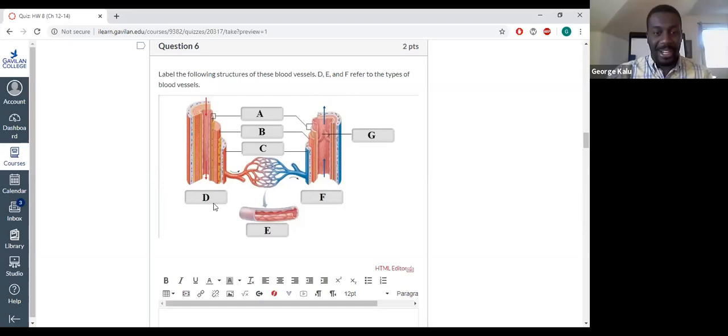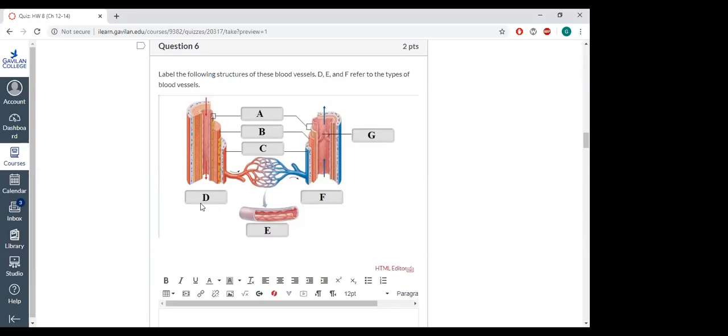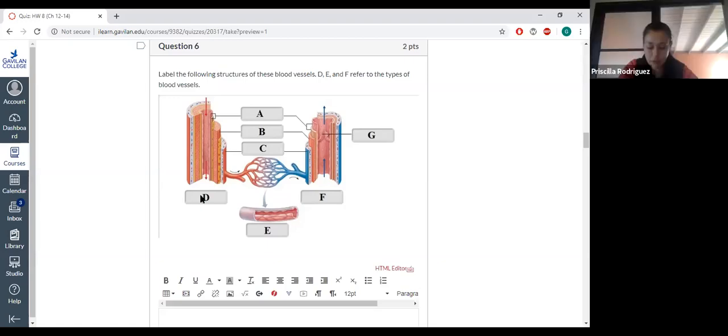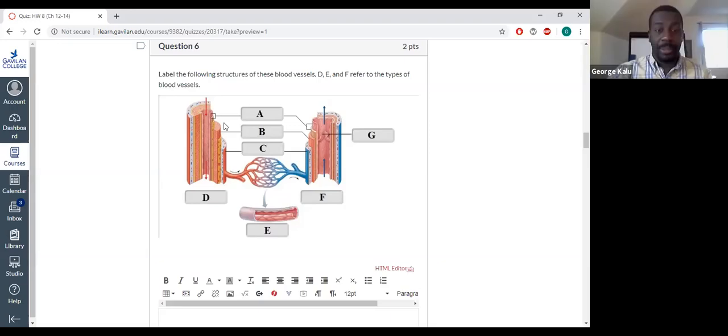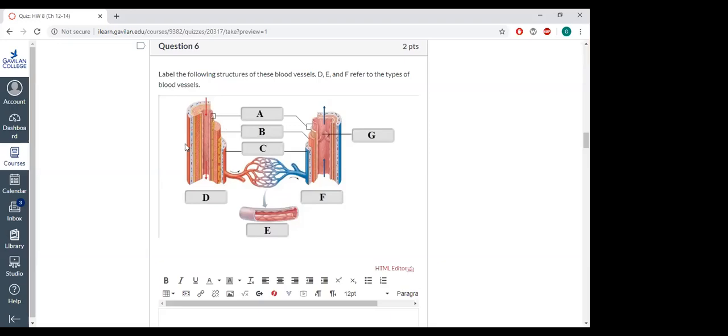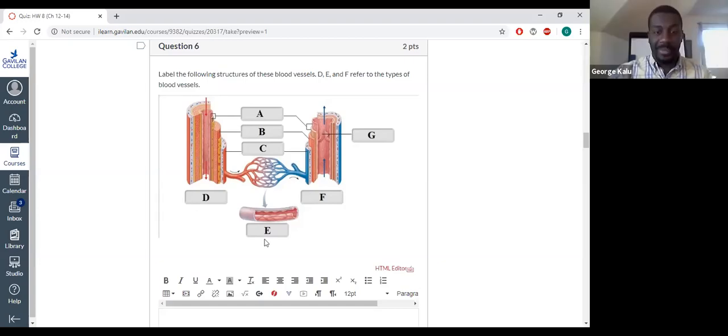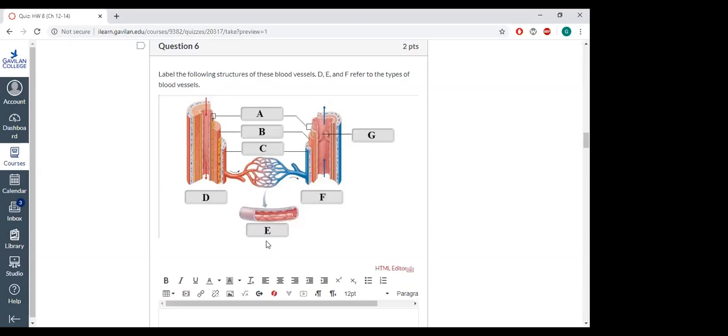Perfect. All right. What about D? What kind of blood vessel are we looking at here? The lumen of the artery. So yes, this would be an artery. Cool. And then what's E? E is the capillary. Perfect.